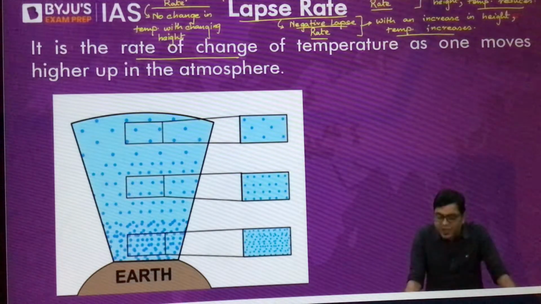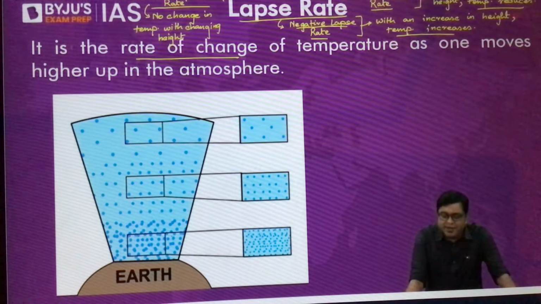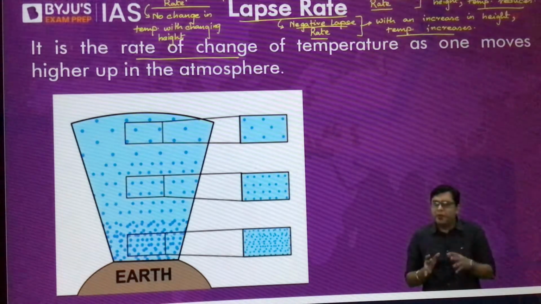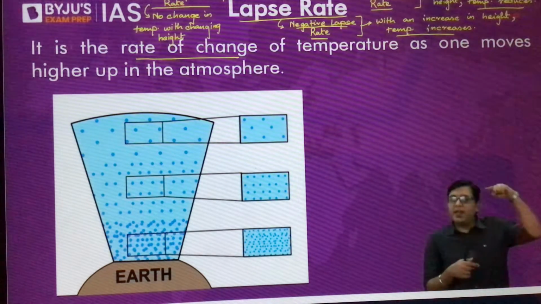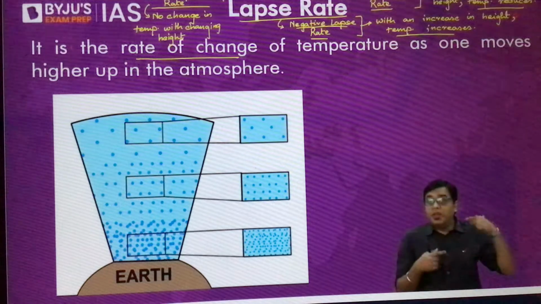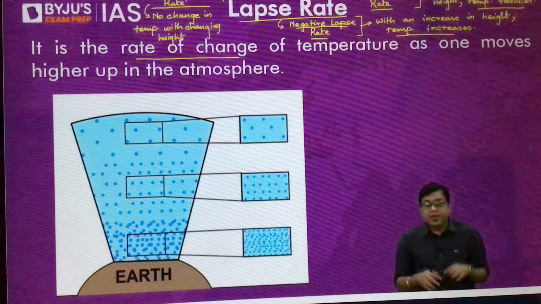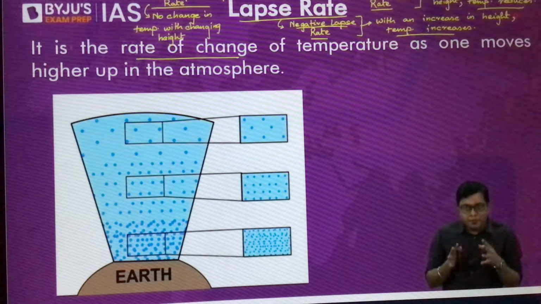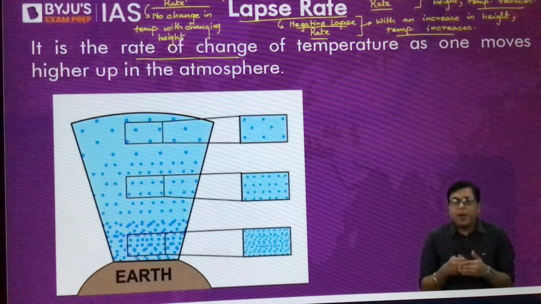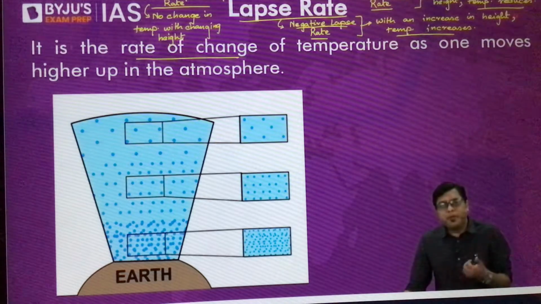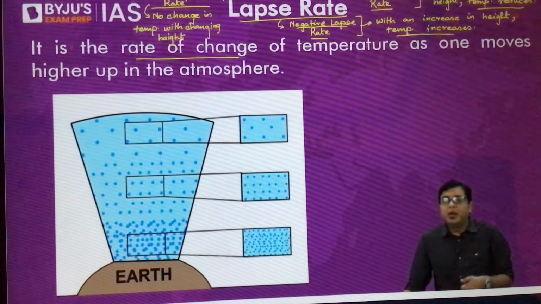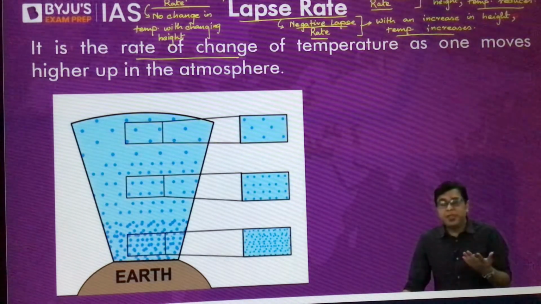Okay. Now let us understand why it is that positive lapse rate is observed in general. Let us first of all focus on why, with the increase in height from the Earth's surface, there will be a reduction in temperature. See, I understand from a few of your questions, a couple of you have mailed me as well, how can you say that with an increase in height, the temperature will reduce?